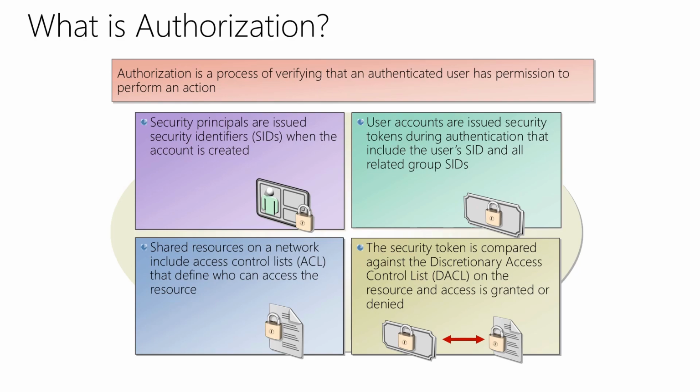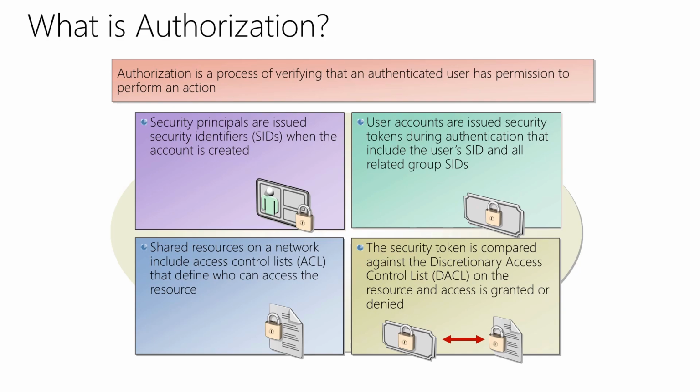A discretionary access control list, DACL, identifies the security principals that are allowed or denied access to an object. When a person or a process tries to access an object, the system checks the access control entries in the object's DACL to determine whether to grant access to it or not.